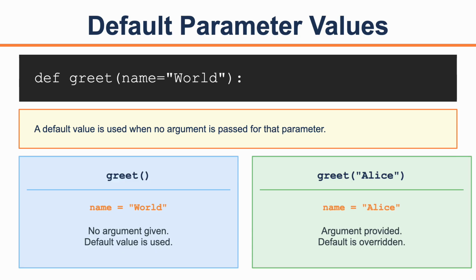You assign it in the function definition using an equal sign. When the caller provides an argument, that argument is used. When no argument is provided, Python falls back to the default. The same function works both ways.